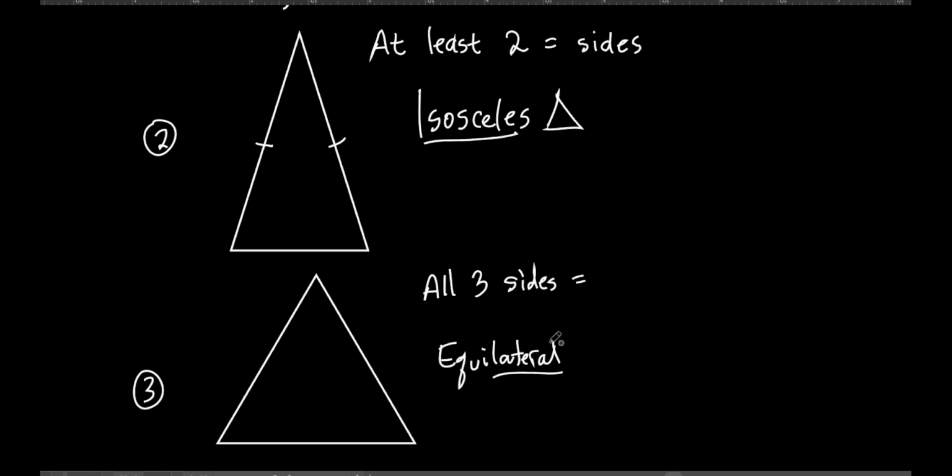So equilateral, that's all three sides equal. So if I said that this and this and this were equal, we call that an equilateral what? Triangle. It's not hard so far, is it? Nah, pretty easy.